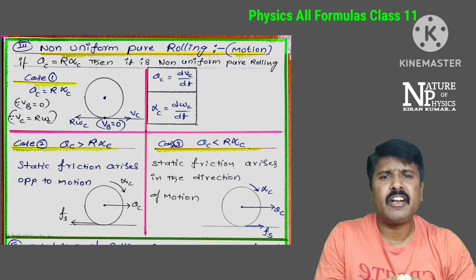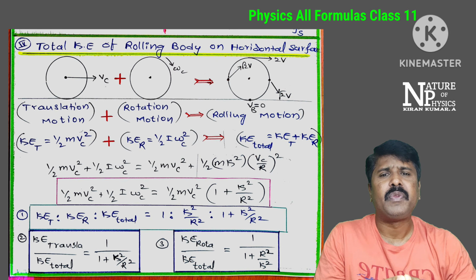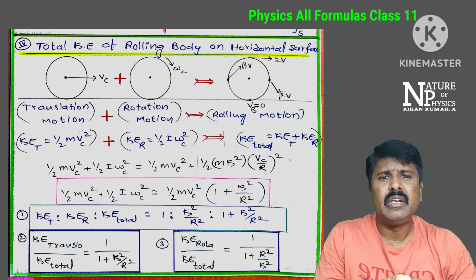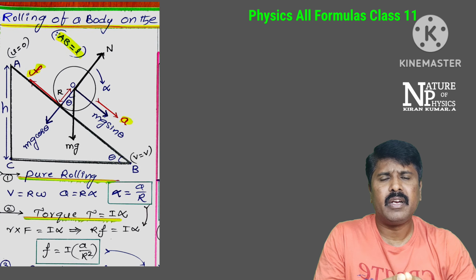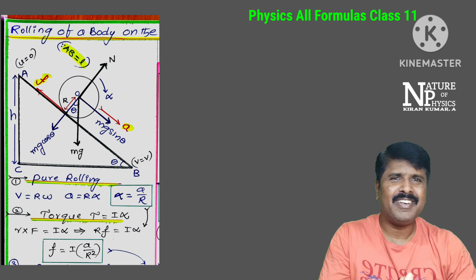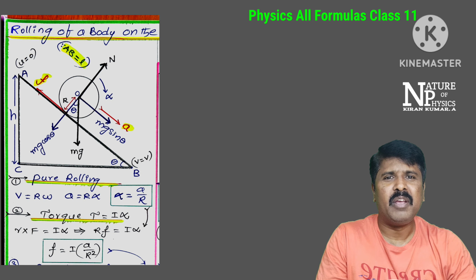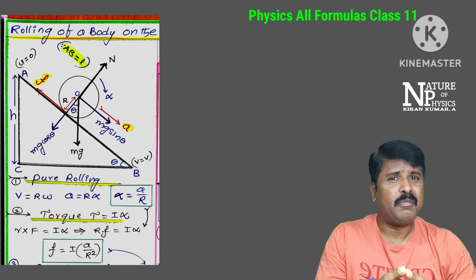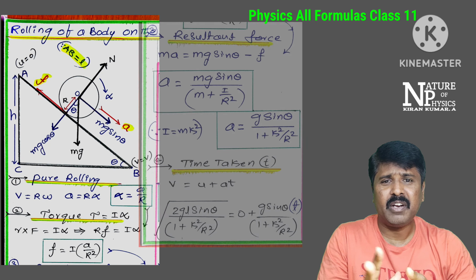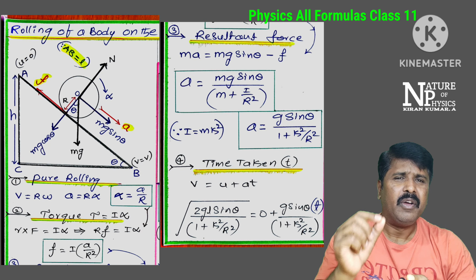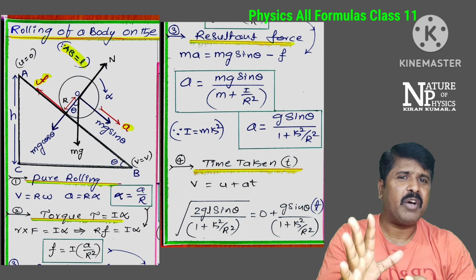a_C is the center of mass acceleration. And then continuation, total energy of the rolling body in the translation motion I gave you. So already I said, translation motion plus rotational motion is equal to rolling motion. So kinetic energy relation, and most important, that is a rolling body on the inclined plane, rough inclined plane, frictional force also. Very good, very clear formulas we have.